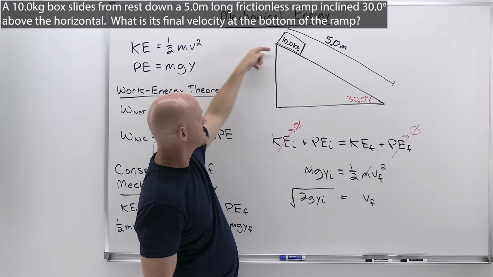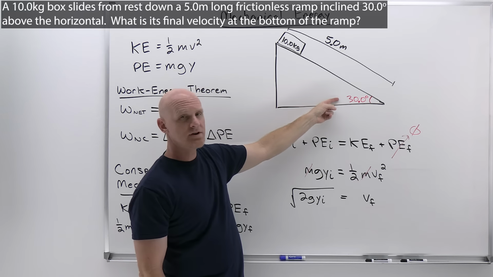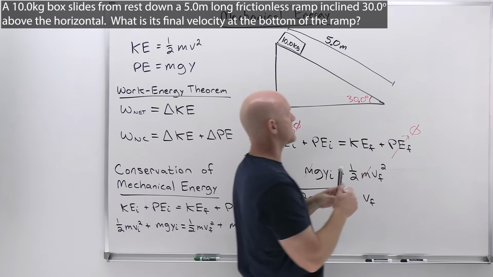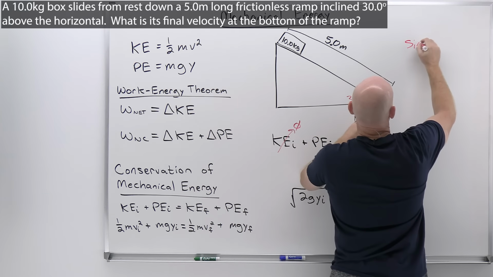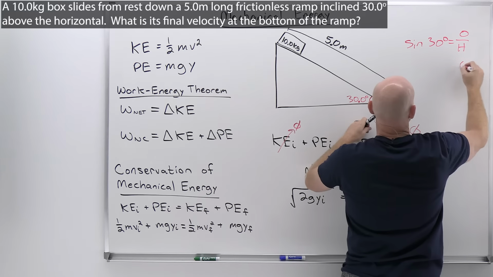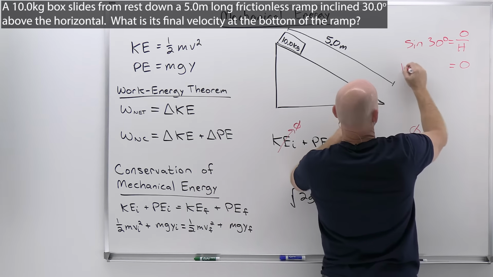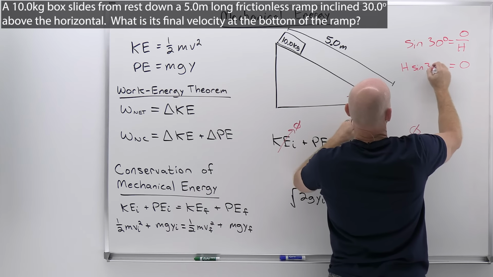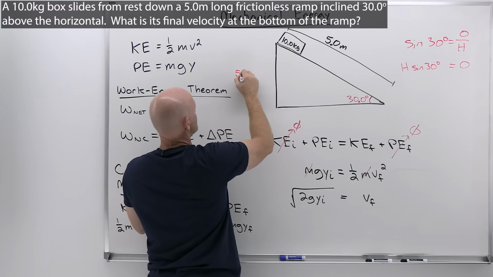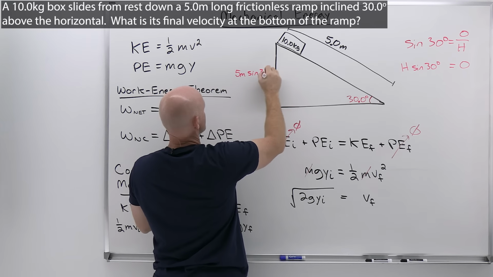If you notice, this is the side that is opposite the 30 degrees, and so sine of 30 would equal opposite over hypotenuse. In fact, let's write that out. So sine of 30 degrees equals opposite over hypotenuse. Well, it's the opposite side that we want, and we can see that it equals hypotenuse times the sine of 30 degrees, which in this case is going to be 5 meters times sine of 30 degrees.